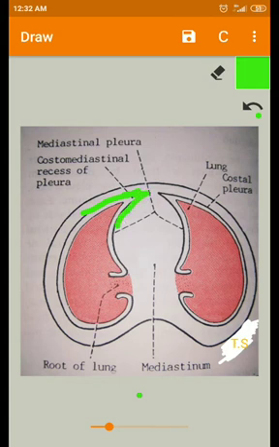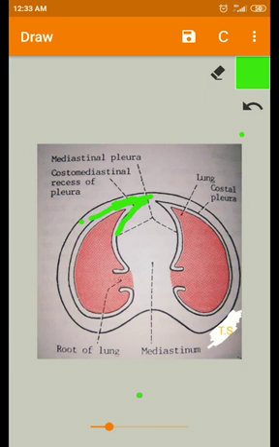Especially it is very much related to the cardiac notch of the left lung. This recess, this space is possibly filled up by the anterior margin of the lung. So this is the anterior margin of the lung. Even during quiet breathing, that means it helps. So this space gives space for the expansion of the anterior side of the lung during normal breathing also.